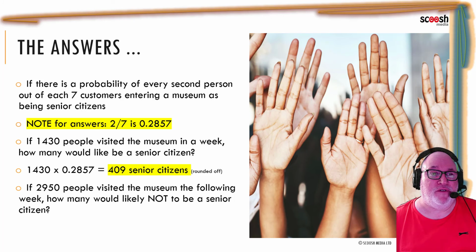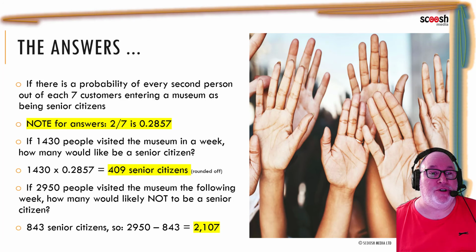And the second question was, if 2,950 people visit the museum the following week, how many would likely not be a senior citizen? There, I got it right there, didn't I? Likely. So 843 senior citizens. Then we deduct that away from the 2,950 that would be visiting the museum. That would then let us know how many, so it's the opposite, obviously. So it'd be 2,107 that are likely not to be senior citizens.